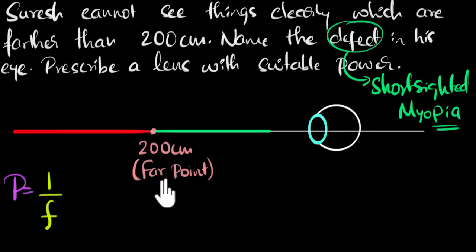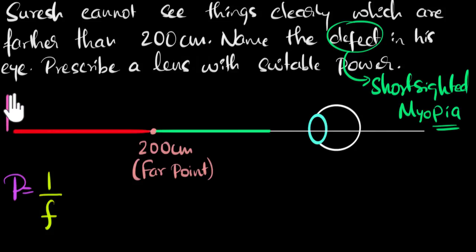But what is the far point for a normal eye, for an undefective eye? Well, an undefective eye can see as far as they want, right? You can see all the way to the moon or to the sun, or you can see the stars. So the far point for an undefective eye is infinity, which means to correct his vision, we have to make sure that Suresh can also see all the way up to infinity. You getting that?